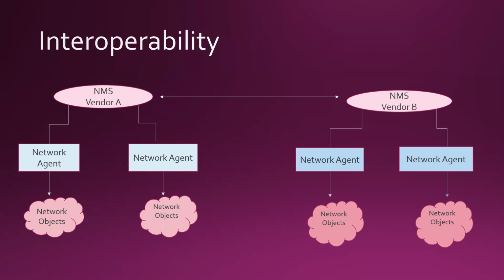Network objects are nothing but IP addresses, and in the same way vendor B also works vice versa. Whatever message is sent from vendor A goes to vendor B, and both work in the same way.